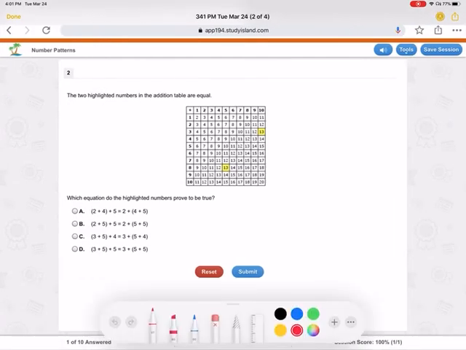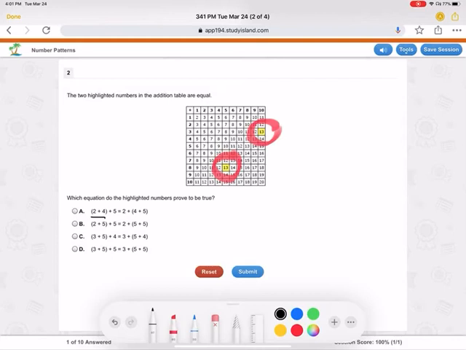Now there's number 2. The two highlighted numbers in the addition table are equal. Well, let's take a look. Of course they are. They're both 13. I'll make it a little bit bigger. That one's 13. That one's 13. So now the question is, which equation do the highlighted numbers prove to be true? All this is asking here is simply adding up the numbers.